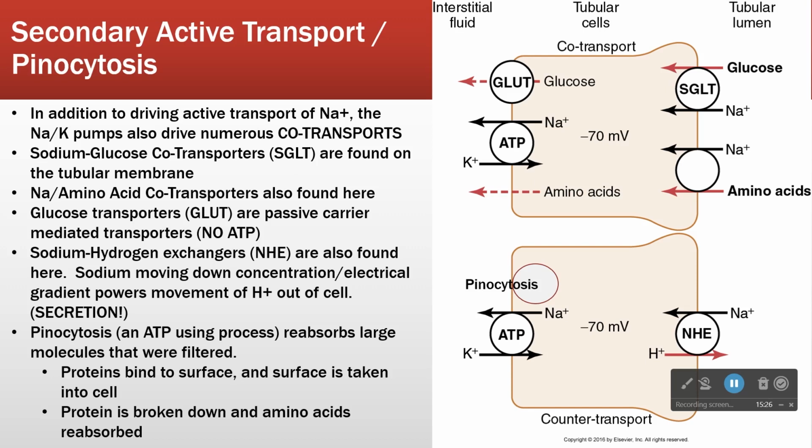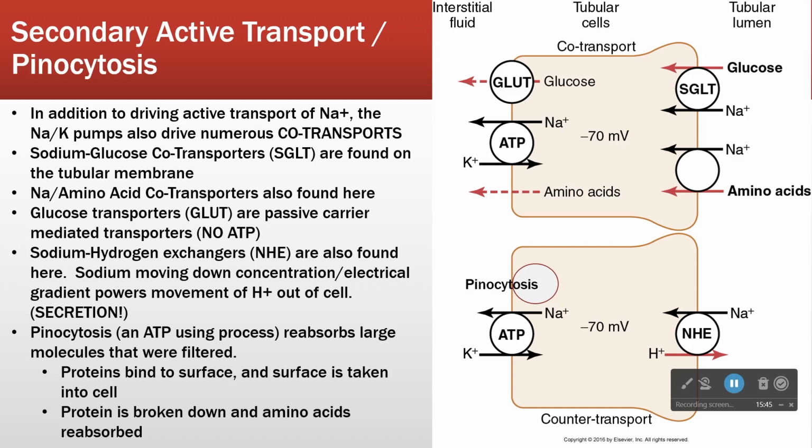So there is a small amount of pinocytosis that happens, and I have just realized in my hurrying to put the circle up, I put the circle on the wrong side. Sorry, the circle should be over here. Oops, sorry about that.